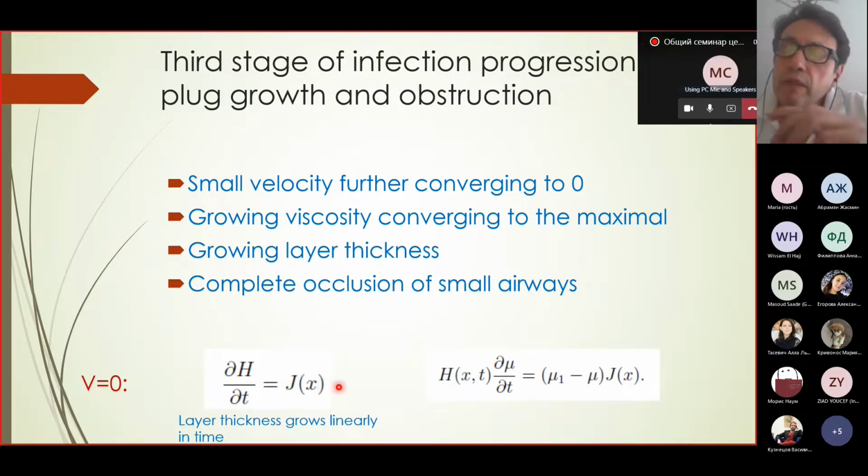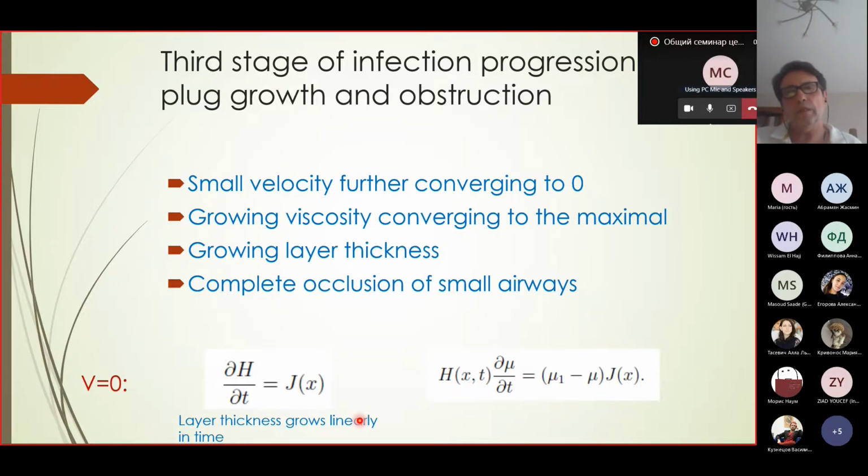Just j of x is how fast mucus is produced depending on the position. Here it does not depend on time. I will comment on that later. So dh/dt equals this function. It does not depend on time. So for each x, h grows linearly as a function of time. This is our important conclusion. So we take any point x in this bronchial tree, and at this position, h is a linear function of time.